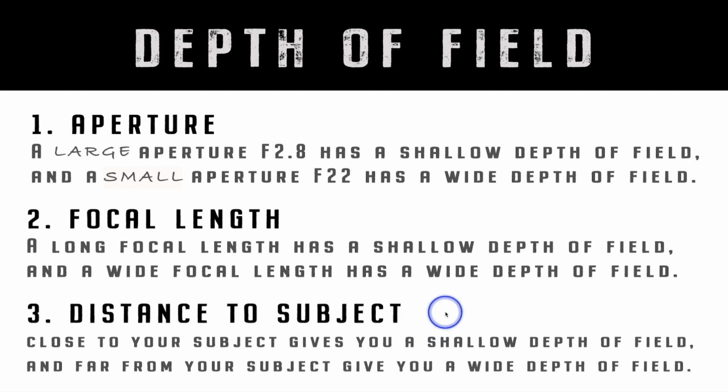The last one we have is distance to subject. Imagine your subject doesn't move and they're in one spot. If you get closer to your subject, you're going to have a shallow depth of field. So the closer you get to your subject, the shallower depth of field.